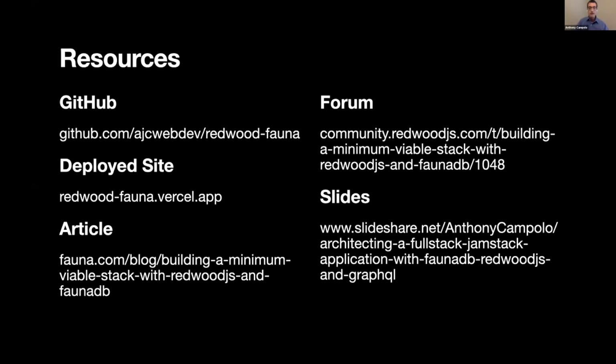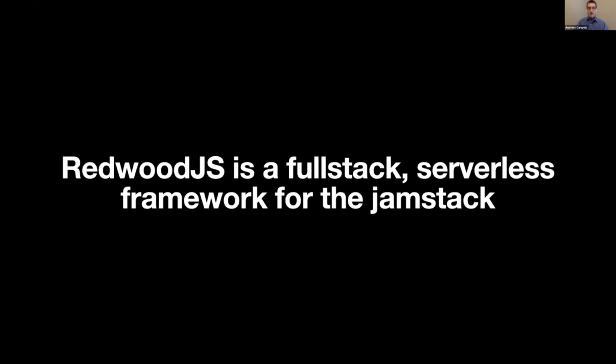So let's just talk about first what Redwood is, and then we'll talk about Fauna. Fauna is the database, and Redwood is like our front end framework. So Redwood is a full stack serverless framework for the Jamstack. And what this means is that it's serverless by default. So it's set up in a way where it's going to be deployed to an AWS Lambda. I'm going to be deploying it with Vercel.